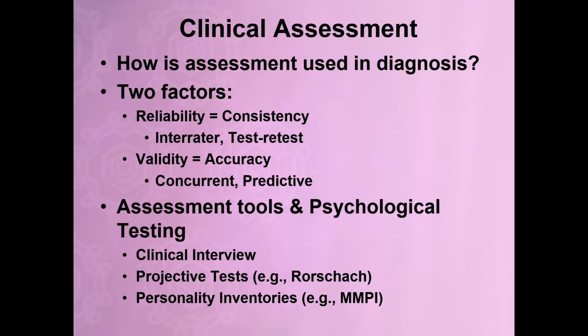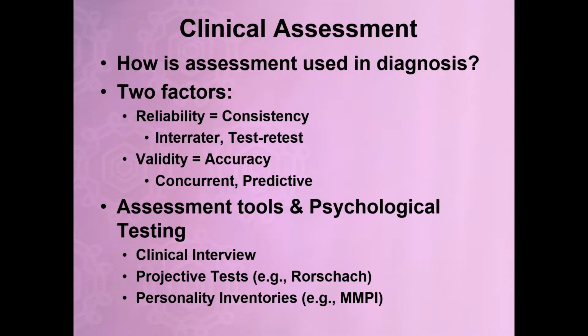Inter-rater reliability measures the extent to which two or more raters, or clinicians, get the same answers and the same results when they look at the same information. Test-retest reliability measures the extent to which something is consistent across time. If I give you an IQ test on Tuesday and then you take it again a week later, you should get the same results, at least to the extent to which IQ is considered a stable construct.